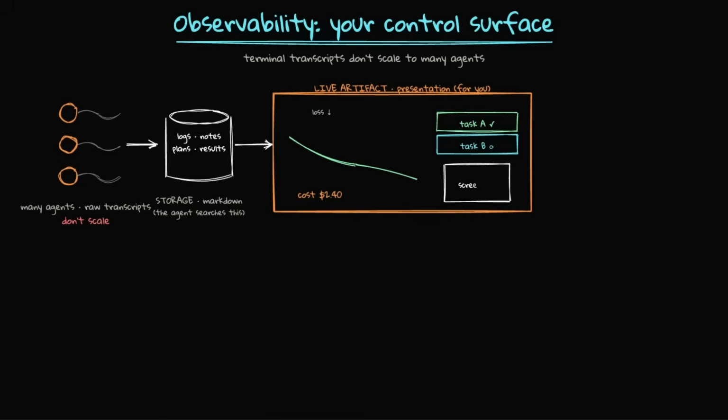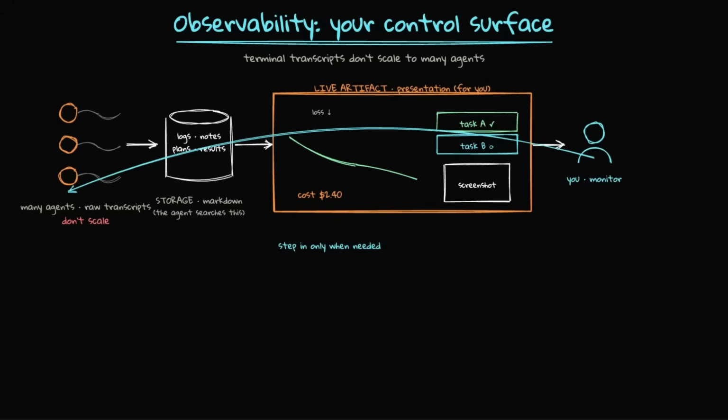Think about this as a Kanban board or something like a Linear dashboard. You can see the tasks, the cost, the errors, screenshots, and the key decisions. And that's what lets you decide when to step in instead of finding out when it's all over.